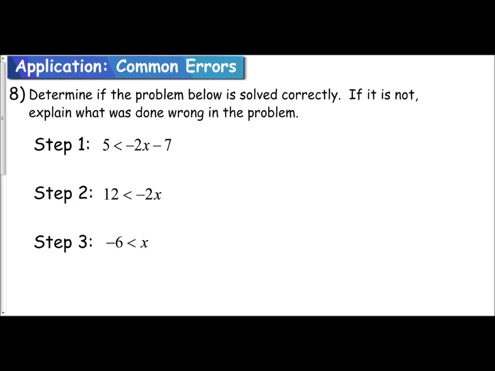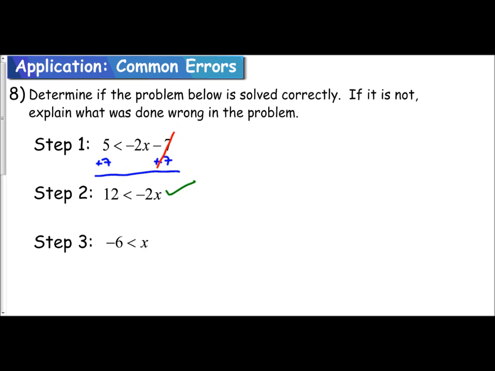So the easiest way to do this is to look at how you would go about solving it. If I look at this problem, to get the negative 2x by itself, I would add 7. So if I add 7 to both sides, does the work match? 5 plus 7 is 12. The negative 7 and 7 do cancel. And so therefore I do get negative 2x over here and 12 over there. So far, it works to be right there.